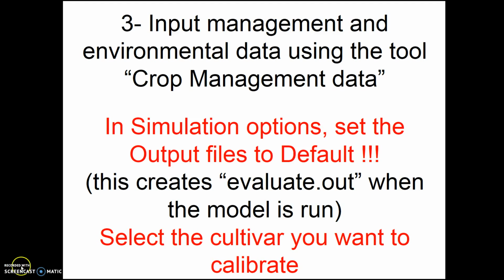The next step is to enter the management and environmental data for the calibration experiment using the tool Crop Management Data. There are two important details to be considered here. First, in simulation options, it's important to set the output files to default. If we don't do that, we won't create an evaluation .out file that is required for the calibration program. We need also to select the new cultivar that we have created, the one that we want to calibrate.